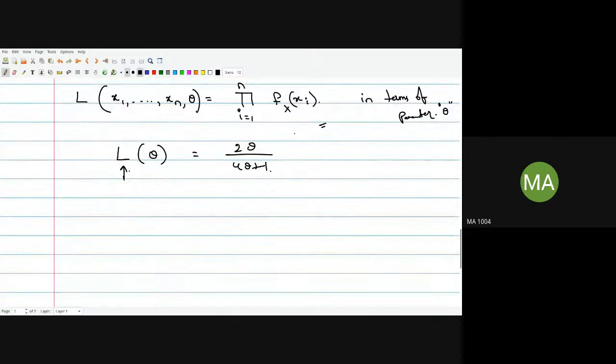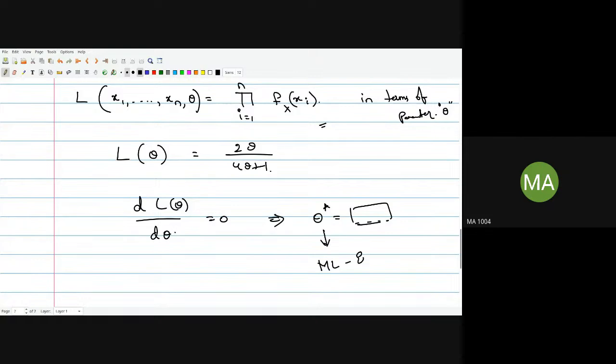So how do we maximize it? Any function given to you, how do you find the maximum value of that function? We differentiate it and equate it to 0. So we differentiate this L theta with respect to theta and equate it to 0. This is the next step, the calculus step. You will get some theta equal to theta star, and this theta star is the best estimator for theta.